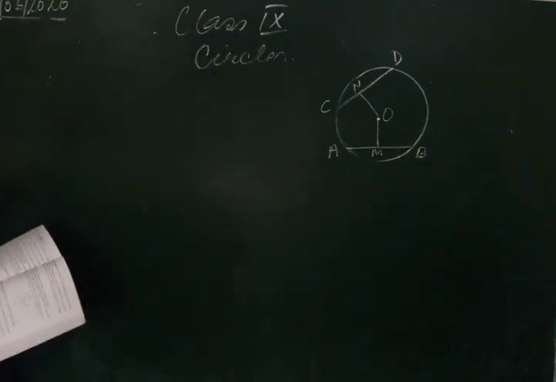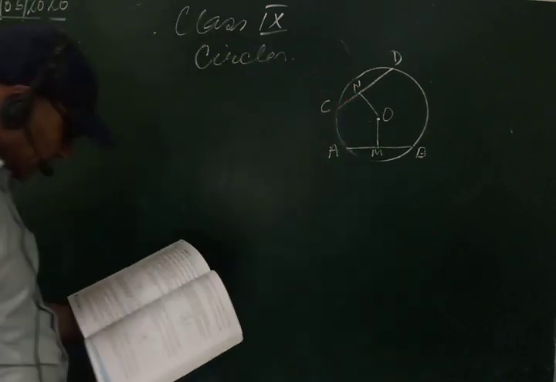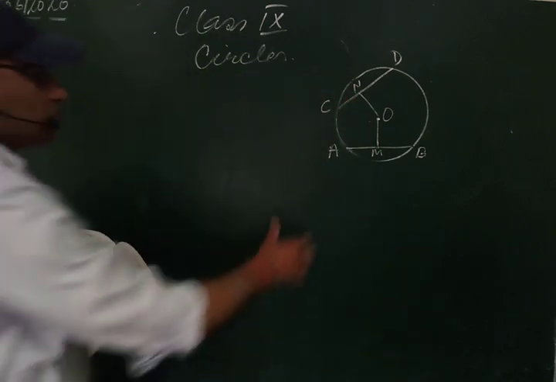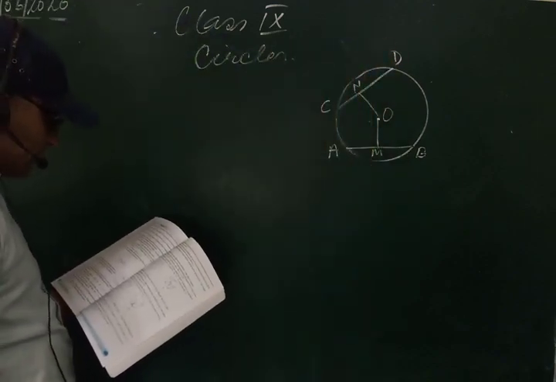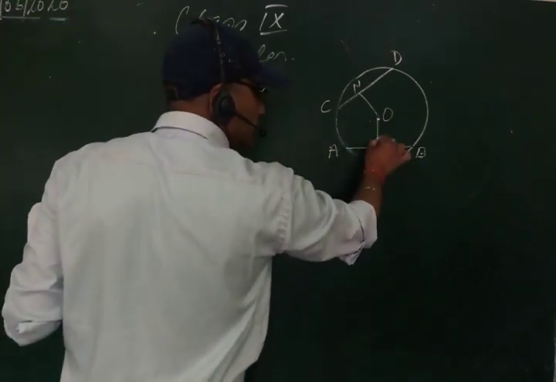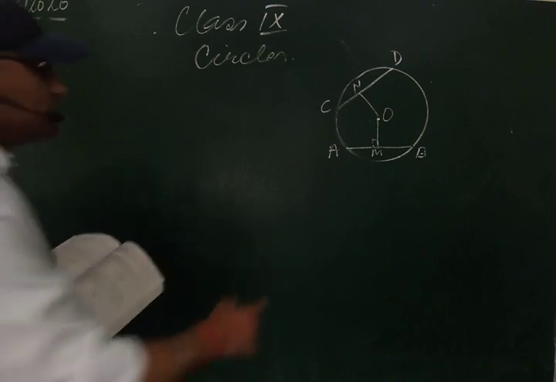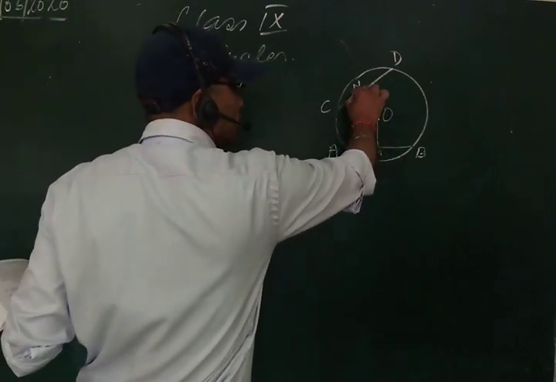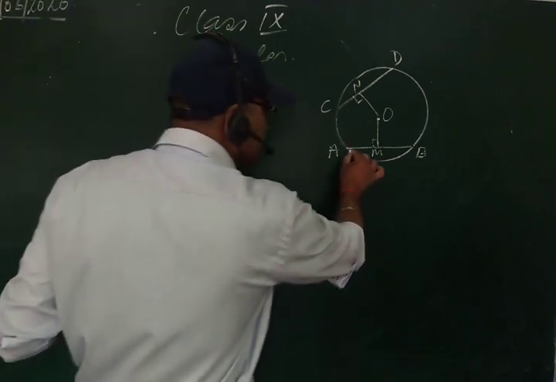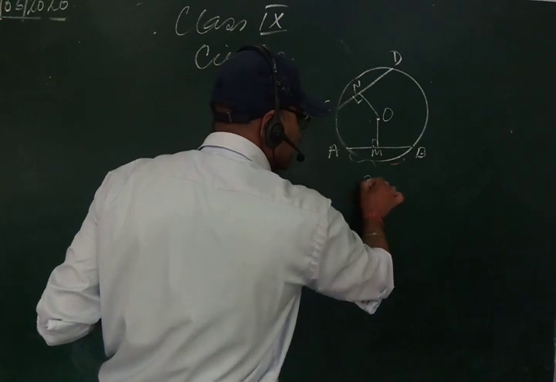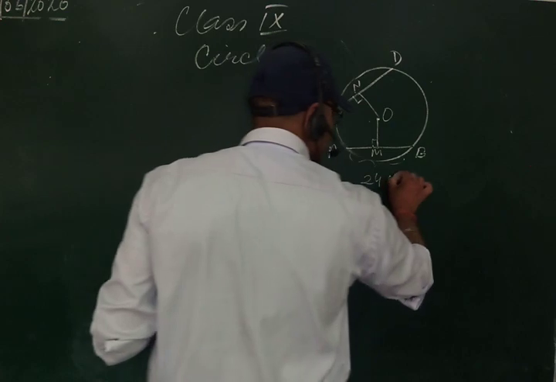Let's see what things are given. In the figure given below, O is the center of the circle. AB and CD are two chords. AB is one chord, CD is the other chord. OM is perpendicular to AB. ON is perpendicular to CD. AB is equal to 24 centimeters. This length has been given to us as 24 centimeters. That means one of the chords is given as 24 centimeters.